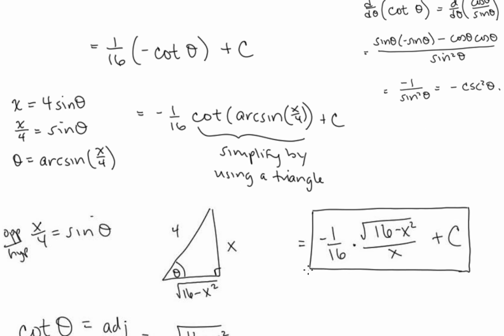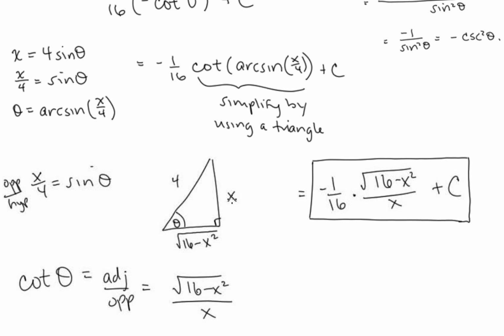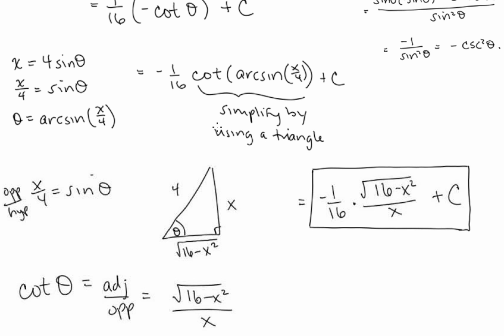So we're going to have to set up a triangle. You could either write it from here or from here, letting theta be the angle in your triangle. We know that x over 4 is equal to sine theta, so opposite over hypotenuse is x over 4. That allows us to compute the remaining side. And now what is it that we're looking for? We're looking for cotangent of theta. So we need adjacent over opposite. Adjacent over opposite. And so that's going to get plugged in for cotangent of theta, or for cotangent of arcsine of x over 4, either way. And so our solution looks like this.